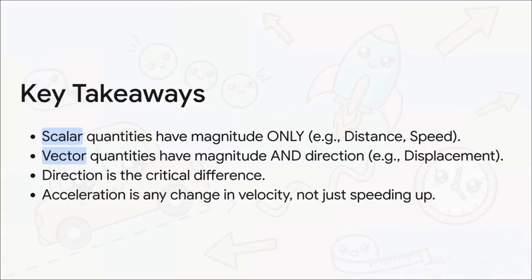So let's wrap this all up. What are the big things to remember? First, scalars like distance and speed are just simple numbers. But vectors, that's displacement, velocity, and acceleration, they have both a number and a direction. That direction makes all the difference. And don't forget, acceleration is any change in velocity, period. It's not just about speeding up.